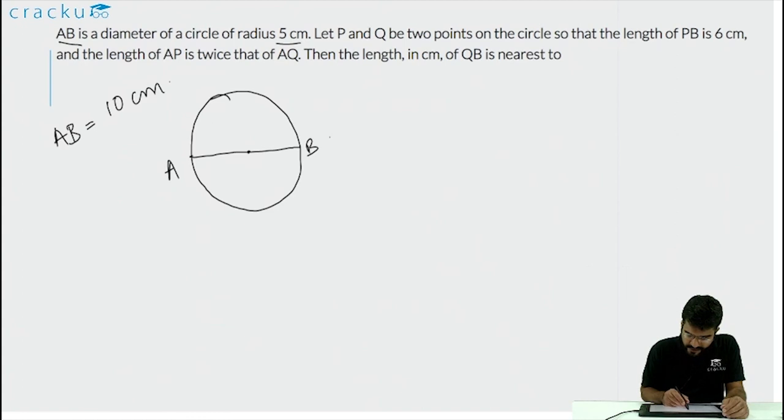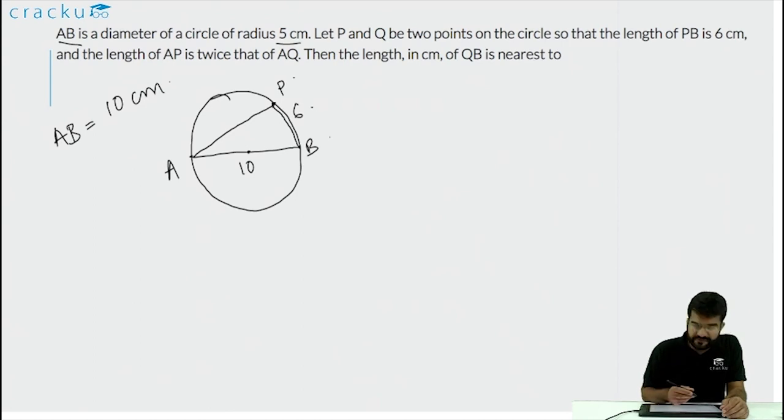P and Q are 2 points on the circle such that the length of PB is 6 centimeters. So suppose this is P. The length of PB is given as 6 centimeters. The length of AB is 10. And the length of AP is twice the length of AQ. So the length of AP we'll first find out.